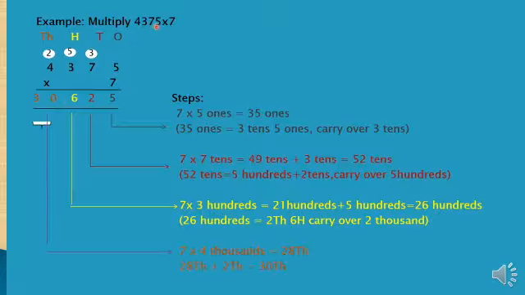Now, you have to multiply 7 with 4 thousands. It is 28 thousands plus 2 thousands, 30 thousands. You can write 30 here because there is no more digit to multiply. And the answer is 30,625. Remember to start from ones place. Don't forget to add the carryover.